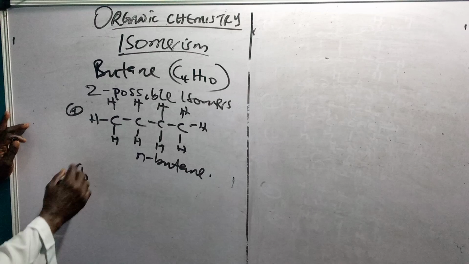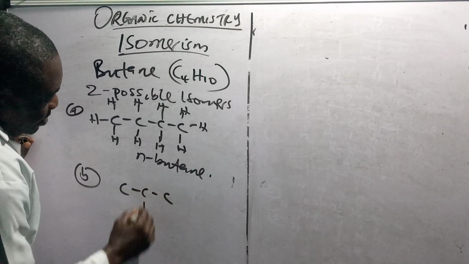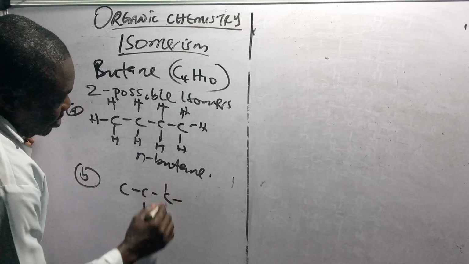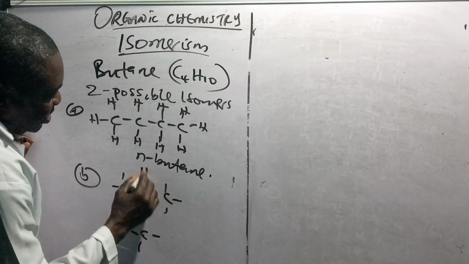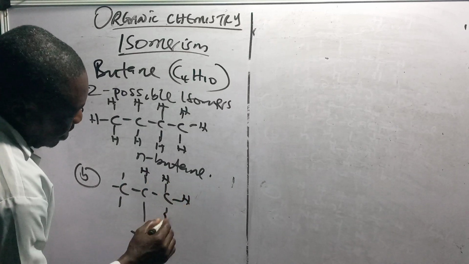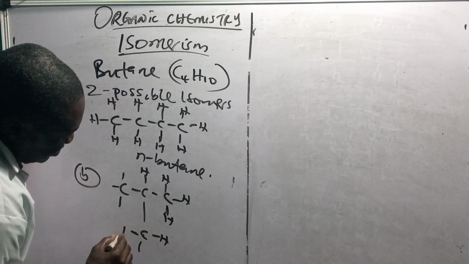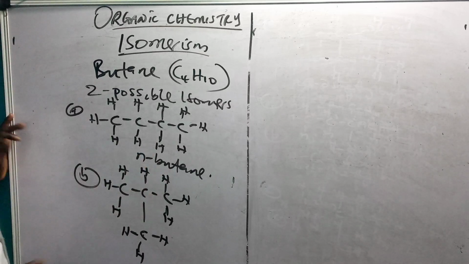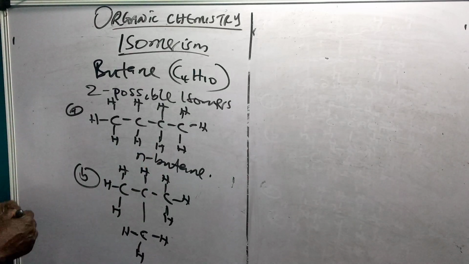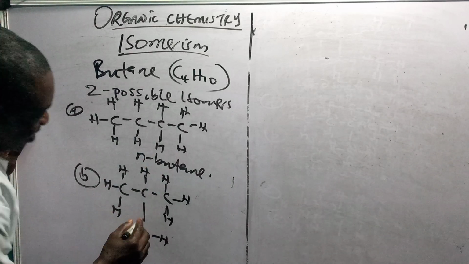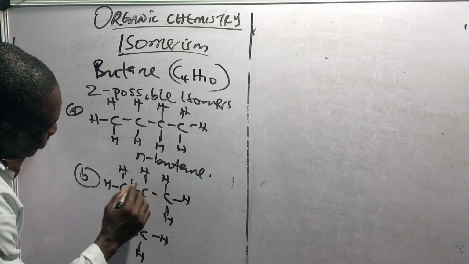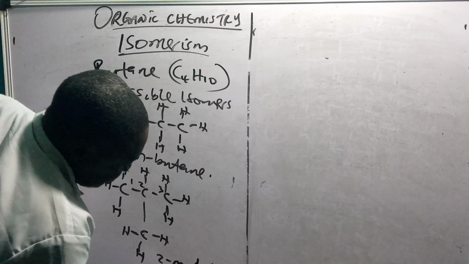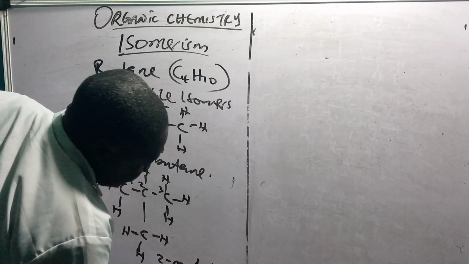Then you also have another type in which you put a substituent. So this kind of structure is known as isobutane or isomer of butane. So these are the two possible structures of butane. But the proper name of this compound, you can start counting from anywhere, is 2-methyl propane.